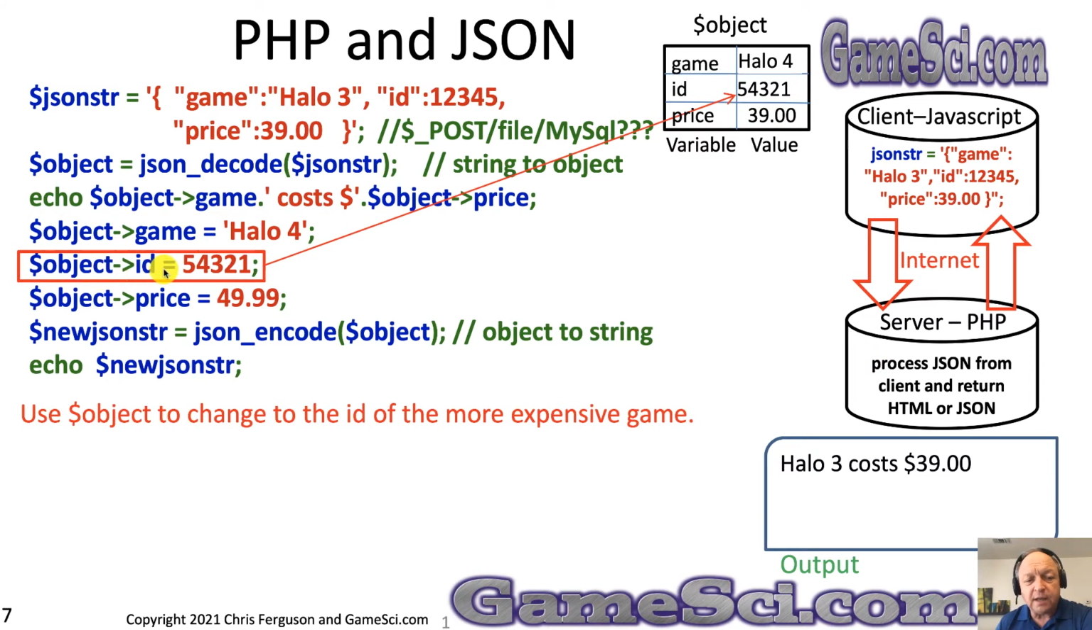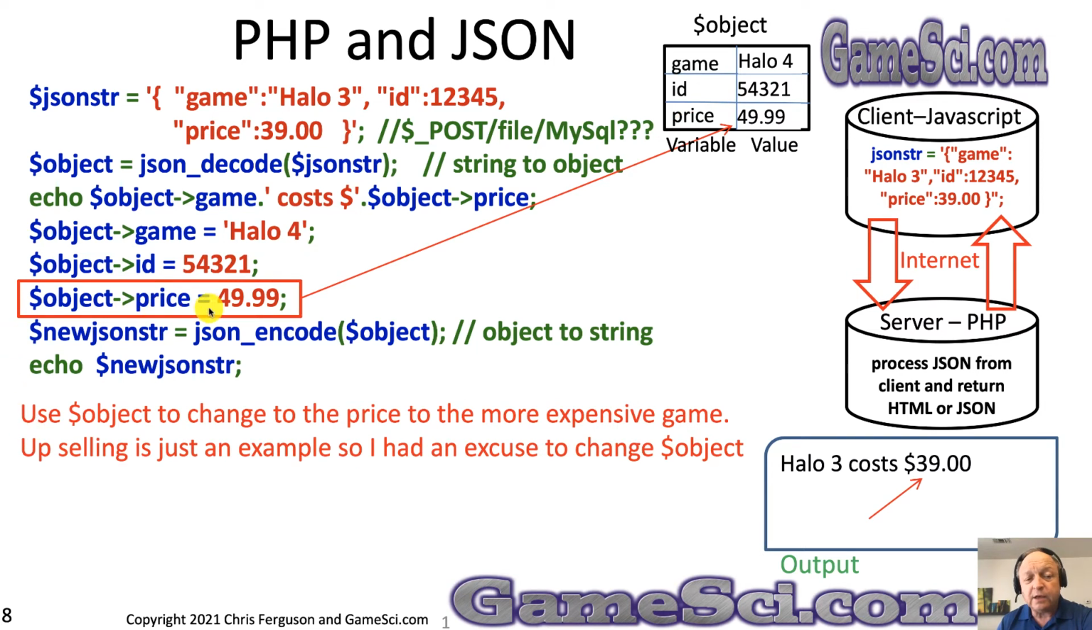$object->ID equals 54321. Use $object to change to the ID of the more expensive game. All we're doing here is updating the object while it's in computer memory. Notice how we've got a new title of the game and we have a new ID of the game.